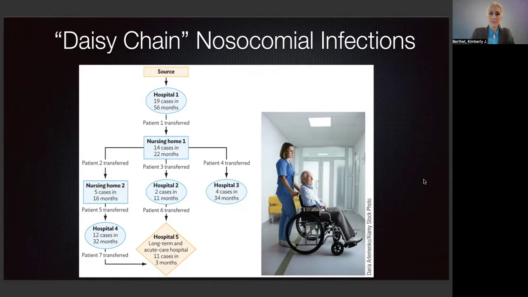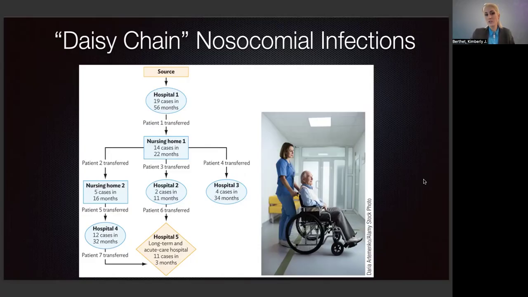So here we see the source is hospital number 1. We have 19 cases in 56 months. So here we're looking at a years-long span, only 19 cases over multiple years. Then we move down to patient number 1 being transferred to a nursing home, and we have 14 cases now in 22 months. So we've now seen an increase in the number of cases here in less time. So that is a concern.